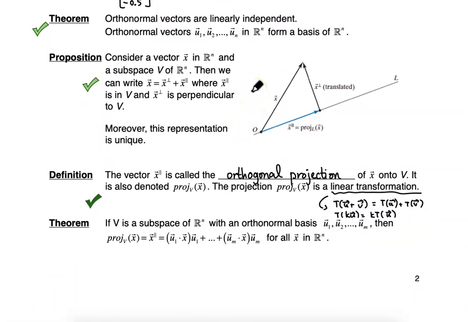So orthonormal vectors are linearly independent. That's a theorem. Obviously, since they are perpendicular, they are linearly independent. And if we have n of them, it's important to see that there's an n here, then it forms a basis of Rn.